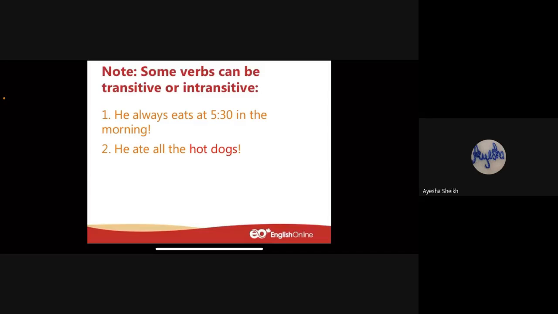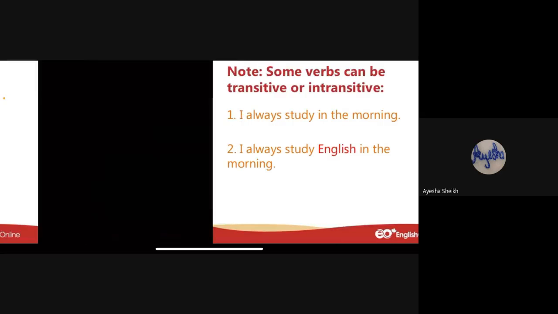In the first sentence, he always eats what? No answer. 5:30 in the morning, that is time. But what does he eat is not given, or with whom, that is also not given. So that is intransitive. So very good answer given.